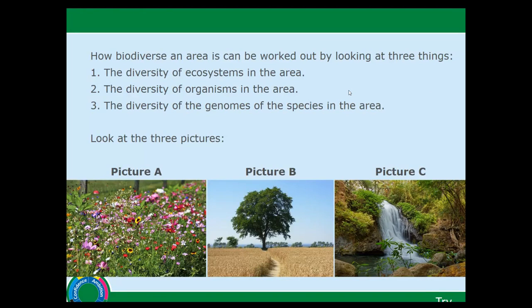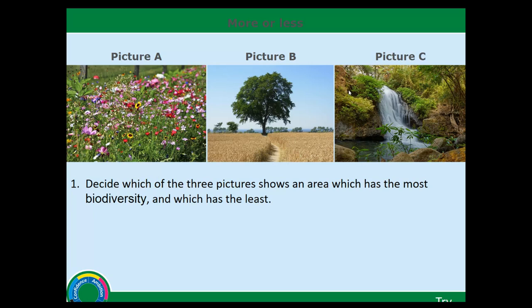Okay, look at these three pictures, study them carefully. You can pause the video to do that. And then the questions are on the next slide. Please pause. Right. The question says, decide which of the three pictures shows an area which has the most biodiversity, and which of these three pictures show an area which has the least biodiversity. Please pause and write that down for me.